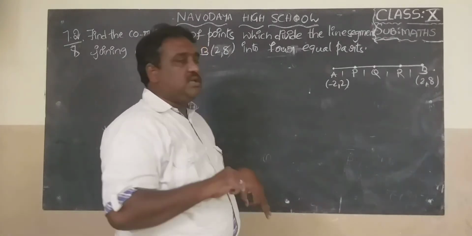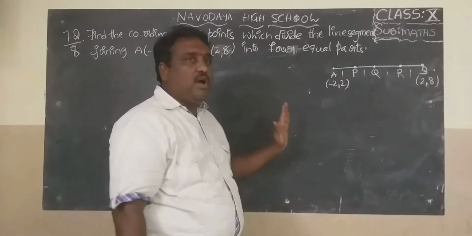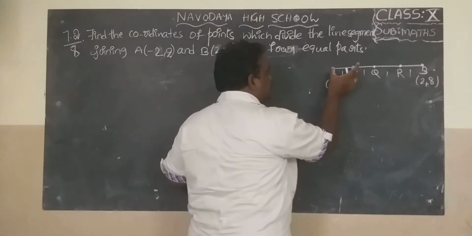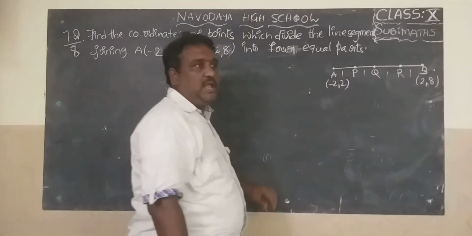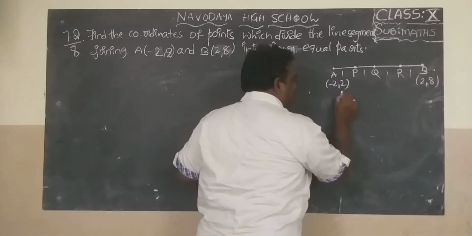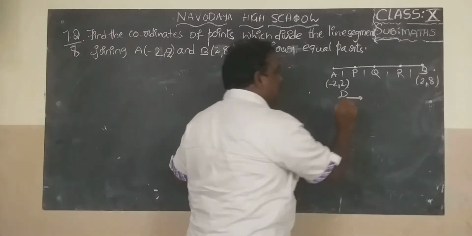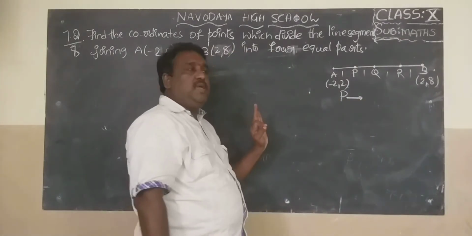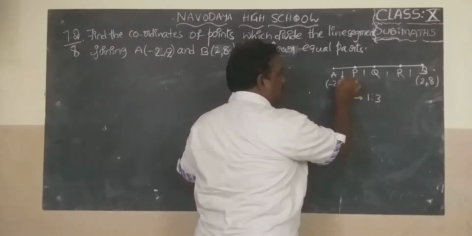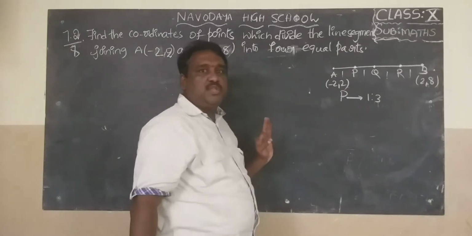Already we use the midpoint formula in the 7th sum. Here I want to apply the ratio formula. See the diagram. I took the first part as 1, and automatically the remaining parts are also 1. First, P divides AB in the ratio 1:3. Very important: the first part is 1, the remaining parts together are 3, so 1:3.